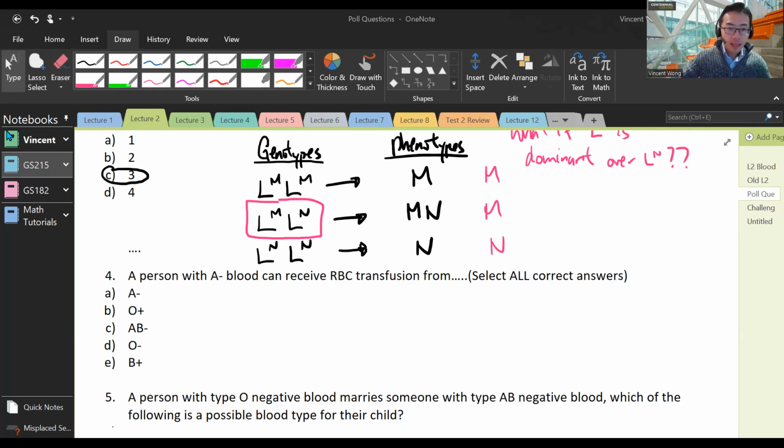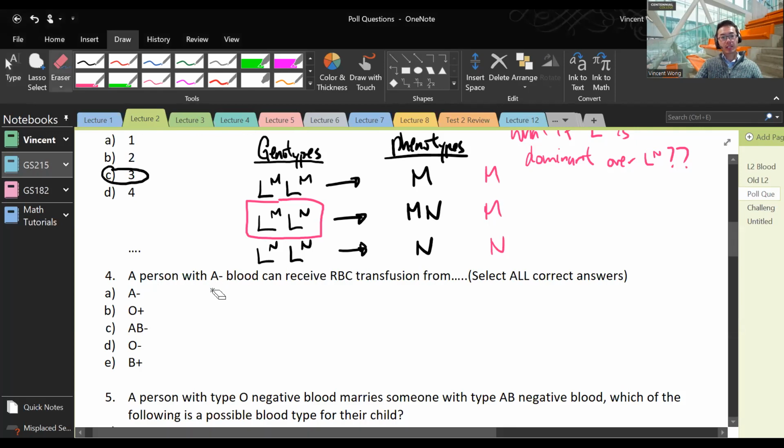Okay, let's see. If you're A negative, remember, negative cannot receive from positive people. So automatically that's not the answer and that's not the answer. You can receive from other people of the exact same blood group. A cannot receive from AB because they have the anti-B antibodies in them and they would attack the incoming AB cells. That's not the answer. And they can also receive from O negative. So the answer is A and D.